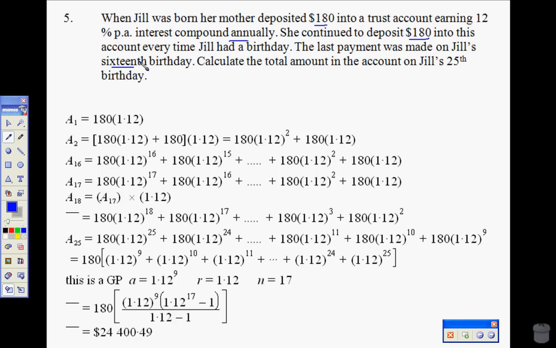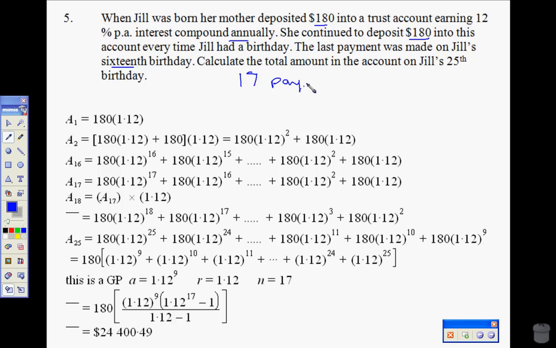So what we're looking at is that $180 is put in when she's born, and then the last payment is on her 16th birthday, which means she makes 17 payments all up. So the first thing to remember and be aware of is that there are actually 17 payments that need to be put in.